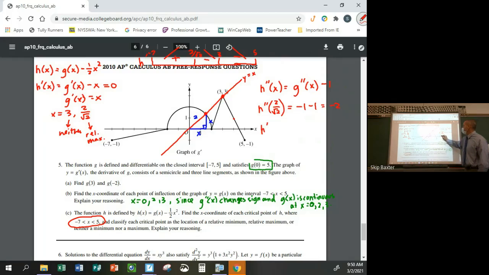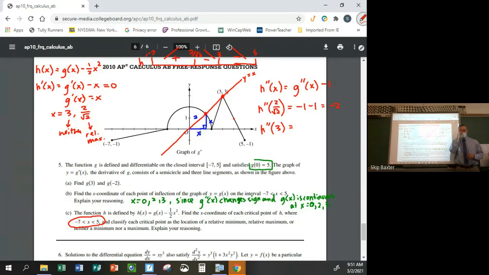If I took h double prime of 3, oh, here it's undefined. So the second derivative test is inconclusive if the second derivative happens to be 0 or undefined at that point. So it wouldn't have worked. But this was my first instinct, to do the second derivative test in this case. Does everybody understand what I'm saying?